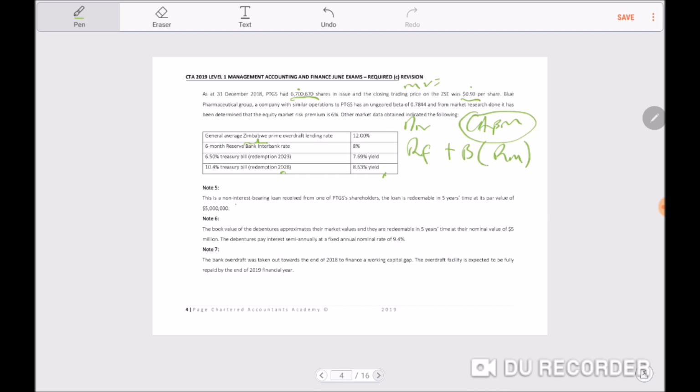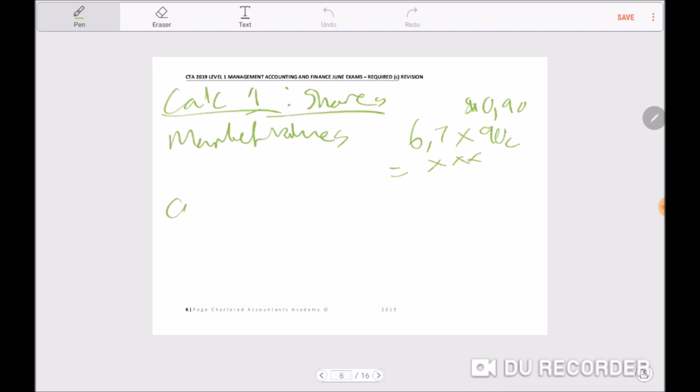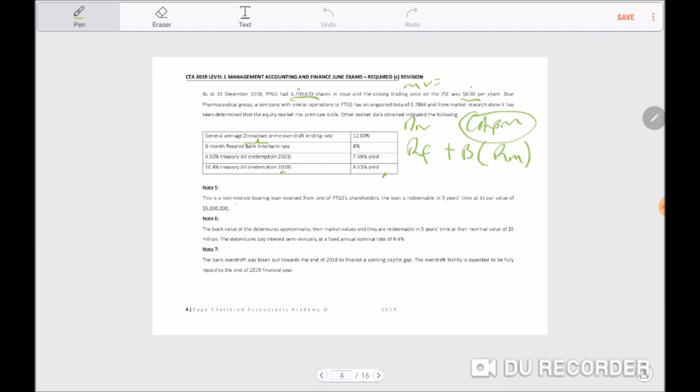So if we go to our working, the cost of equity uses the risk-free rate plus beta times RM. Make sure you detail this, and then you input your figures. On the beta side, what were we given? We were given an ungeared beta. This was very critical. We were given an ungeared beta of a proxy company. If we were given an ungeared beta, all we needed to do was regear it using PTG's debt to equity ratio.